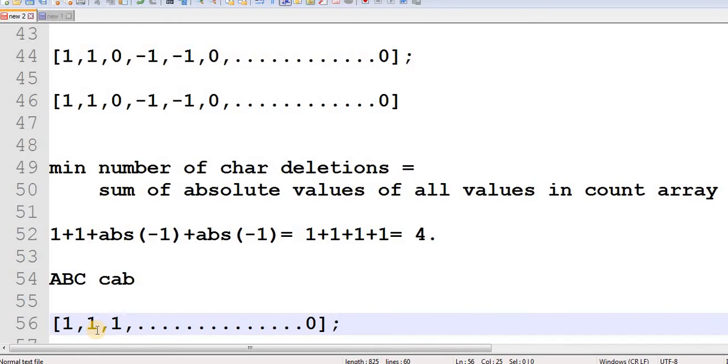Capital C has ASCII value 67. 67 minus capital A, that is 67 minus 65, so we are going to get index 2. So at index 2 we are going to increment the count. So after processing the first input string, my count array is like this.